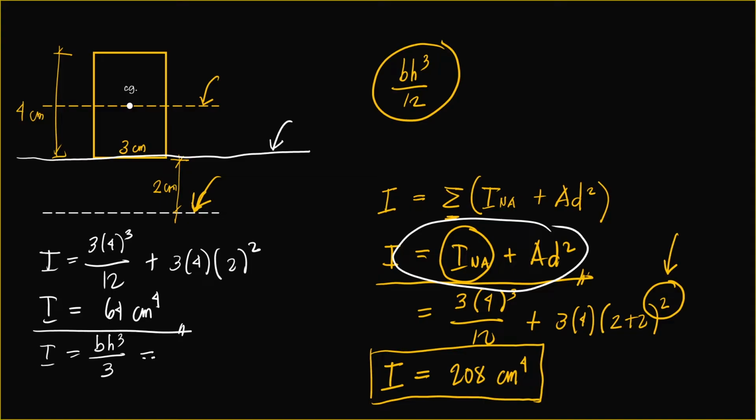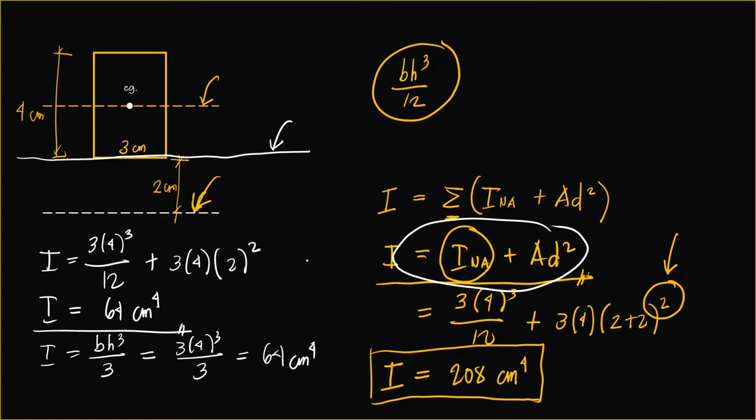What's the answer? So this is 3 times 4 cubed over 3. I hope we get the same answer, 64. Yes, sir. 4 cubed is 64. So 64 centimeter raised to 4.